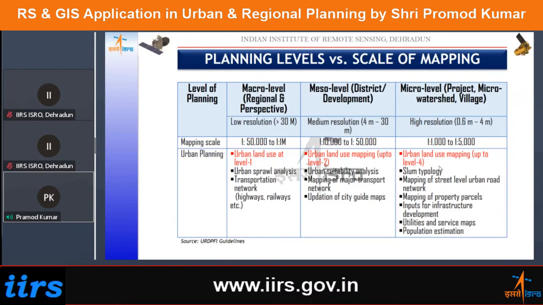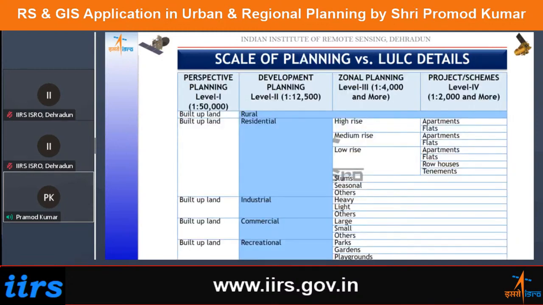What are these levels 1, 2, 3, 4? It is nothing but the information content. In level 1, we say urban areas as built up. That is a single class. When you go to level 2, the built up area is further categorized as rural, residential, industrial, commercial, and recreational. When you go to level 4, we further categorize the urban areas into high rise, medium rise, low rise, and so on and so forth. That's how, as the scale and planning tier change, the information content also increases. That's all.